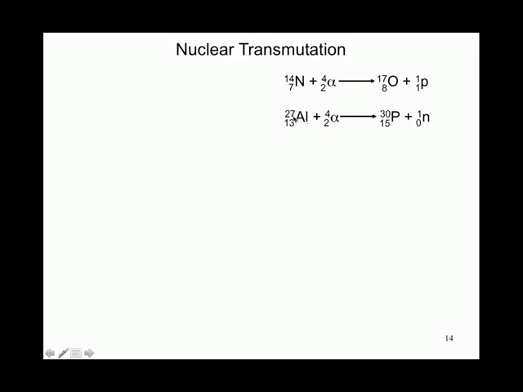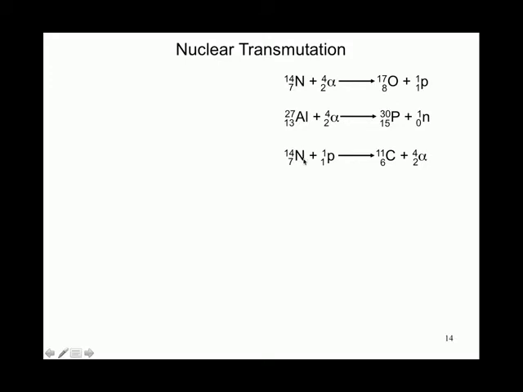Here we have aluminum-27, which is stable. And by hitting that with an alpha particle, we wind up making phosphorus-30, which is unstable. So this is how we can actually make a radioactive element from a non-radioactive one. Just like nitrogen-14 is stable, non-radioactive, we make oxygen-17 from it.